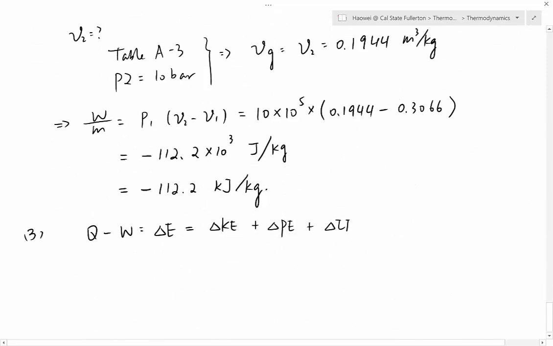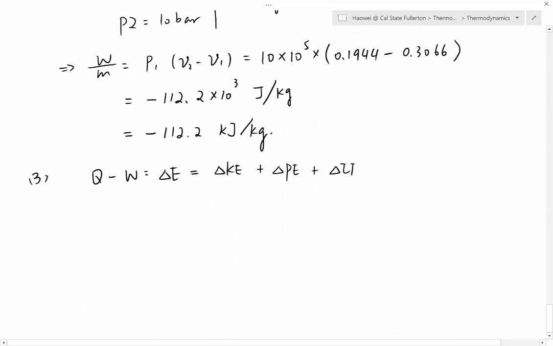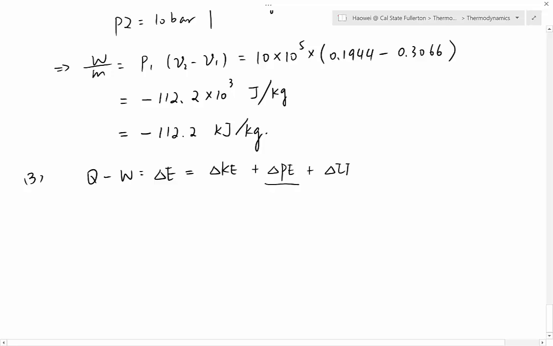And then, same as before, what can we do about delta KE and delta PE? First of all, the height doesn't change. The piston cylinder assembly, the height of the cylinder doesn't change. So there's no change of potential energy. Next one, the change of kinetic energy, delta KE. Initial velocity of the gas will be 0. Final velocity of the gas will be still 0. So 0 minus 0, there's no change of kinetic energy.